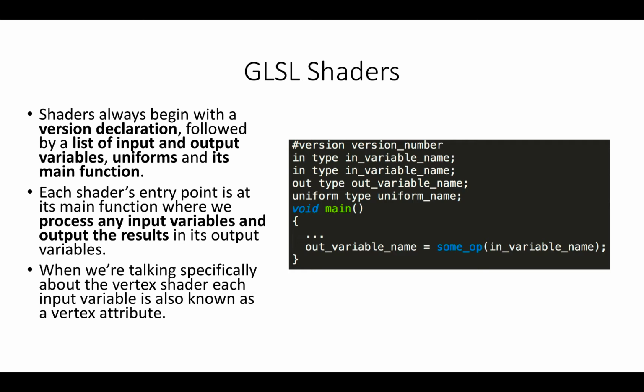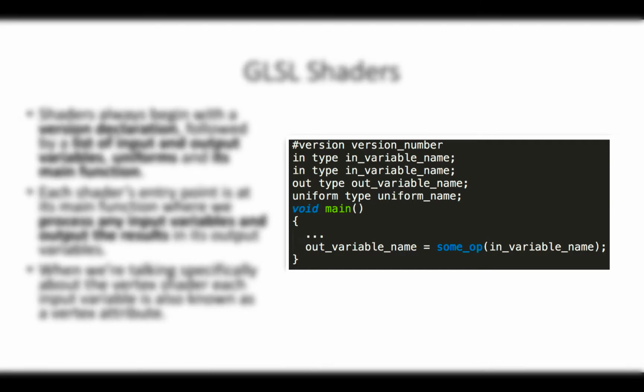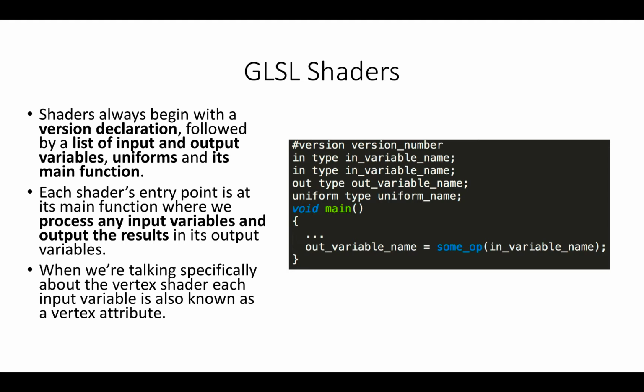Shaders always begin with the version declaration, followed by a list of input and output variables, uniforms, and its main function. Each shader's entry point is at its main function, where we process any input variables and output the results in its output variables. Don't worry if you don't know what uniforms are. We'll get to those shortly. A shader typically has the structure in the code presented here in the slides. When we are talking specifically about a vertex shader, each input variable is also known as a vertex attribute.